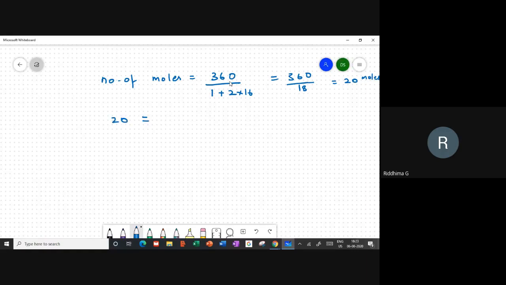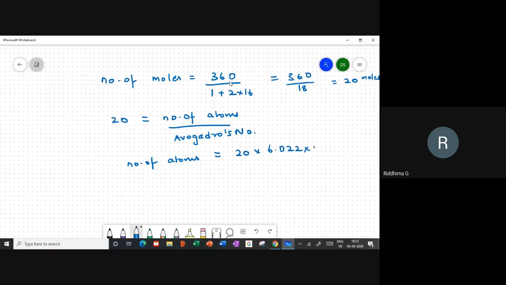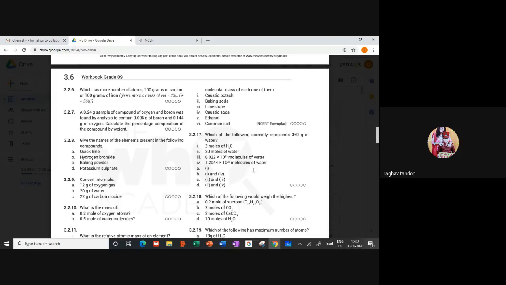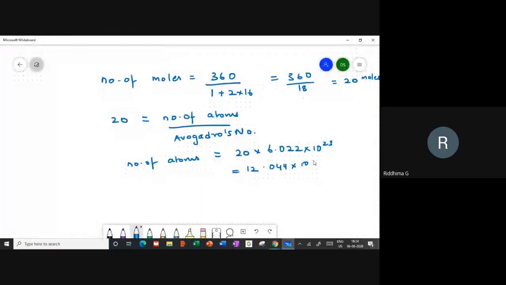And then you do 20 is equal to number of atoms by Avogadro's number. So number of atoms is equal to 20 into 6.022 into 10 to the power 23. And this will be something like 12 point something. Yeah, 12.044. Yeah, miss, so answer is D. Yep.